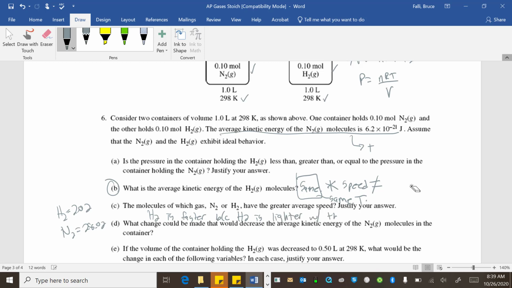with the same kinetic energy. Or you could start off with, I love my equations, KE equals 1/2 mv squared. H2 is lighter, therefore algebraically faster.